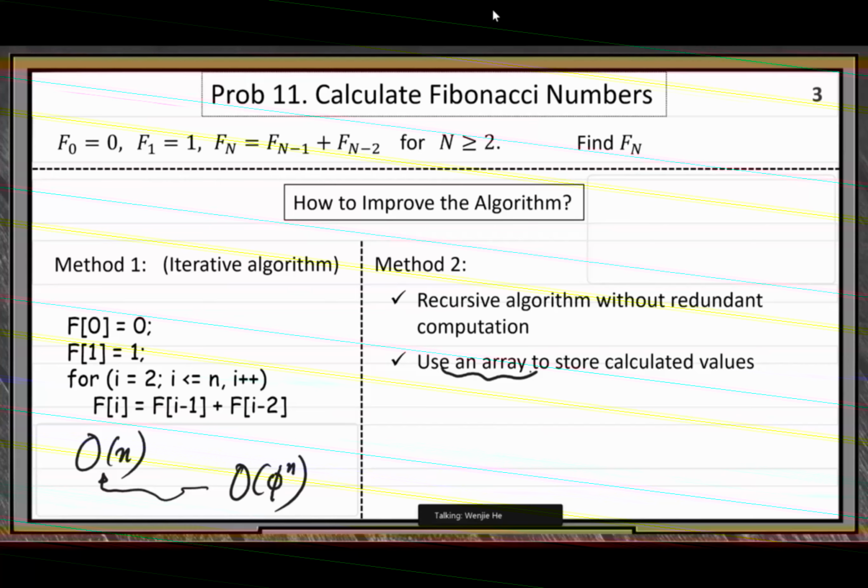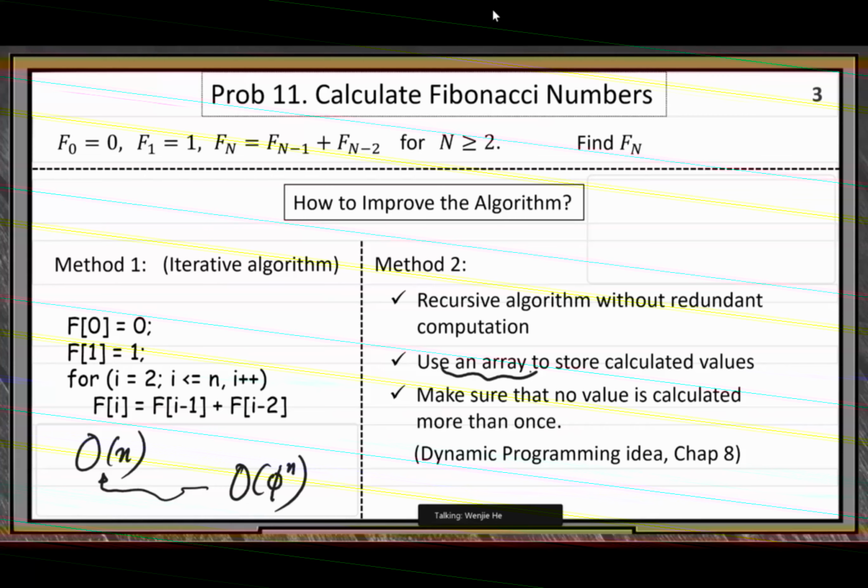This idea is so important that people call it the dynamic programming idea. It's a topic in our chapter 8. So here I want to give you a short, simple introduction to dynamic programming.